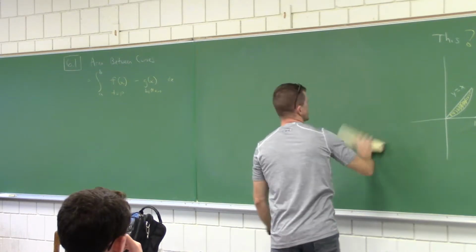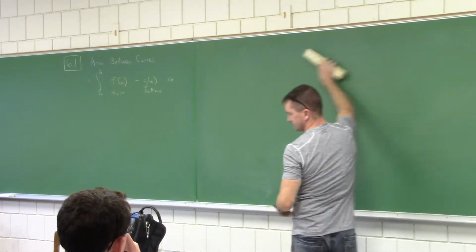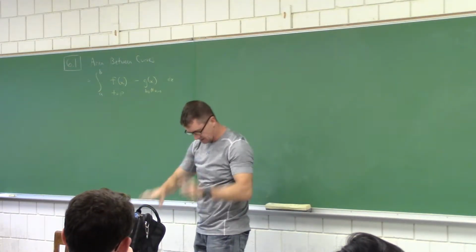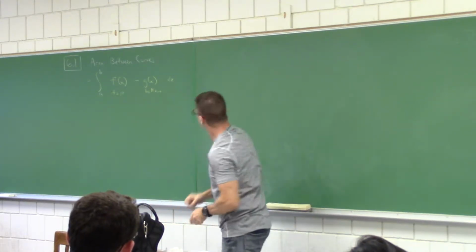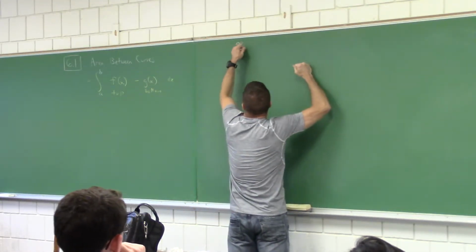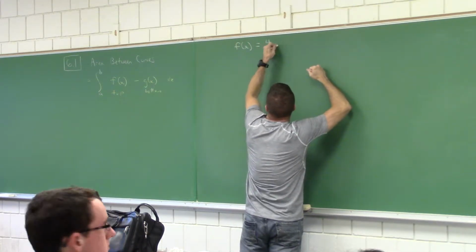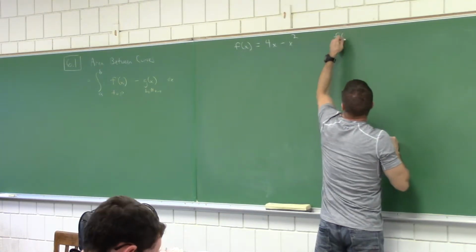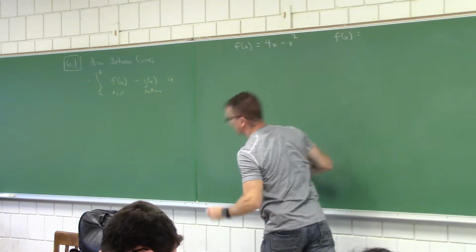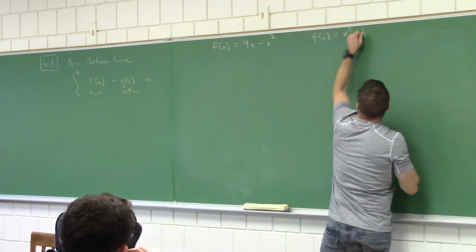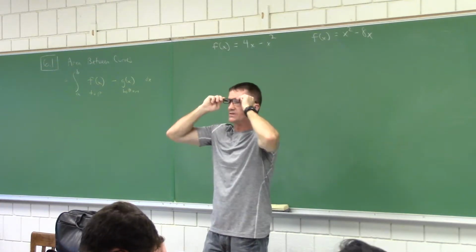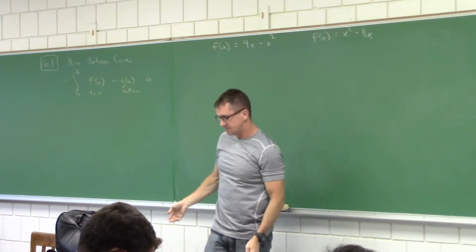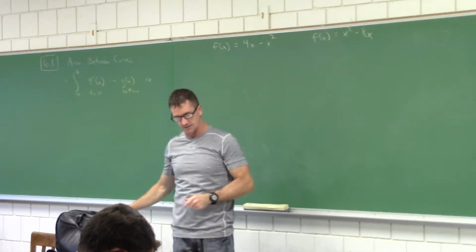All right, so let's try one. Can we go a little bit harder than this? I'm picking one of the practice problems I was mentioning, and I made this one up. Here's one of the functions: f of x equals 4x minus x squared. My other function is f of x equals x squared minus 8x. If you're curious, this is number 13 from section 6.1 of the textbook.